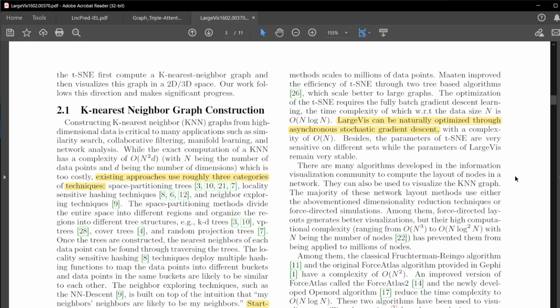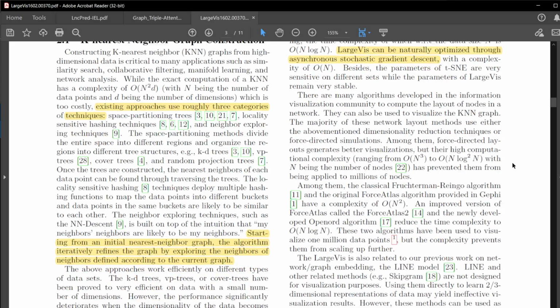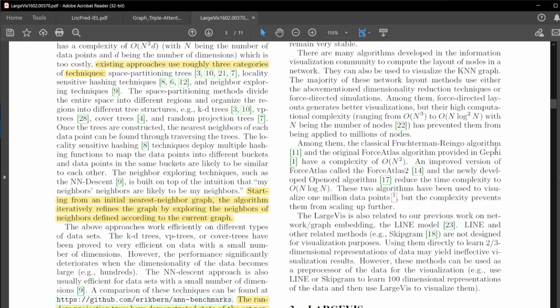Among them, the classical Fruchterman-Reingold algorithm [11] and the original Force Atlas algorithm provided in Gephi [1] have a complexity of O(n^2). An improved version of Force Atlas called Force Atlas 2 [14] and the newly developed OpenOrd algorithm [17] reduce the time complexity to O(n log n). These two algorithms have been used to visualize 1 million data points [1], but the complexity prevents them from scaling up further.